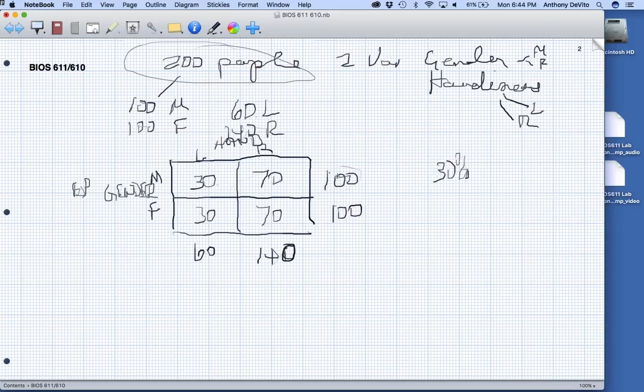Now let me see if I had made this 120 males and 80 females in our sample. What would we expect in those boxes? 30% of 120 is 40, and the difference here would be 80. And 30% of 80 would be 24, and the difference here would be 56. But it would still add up to 60 left-handers and 140 right-handers. We get that same outcome. So this is what I would expect to happen. These are what I would call my expected values.